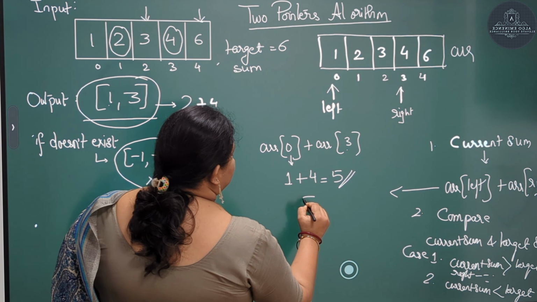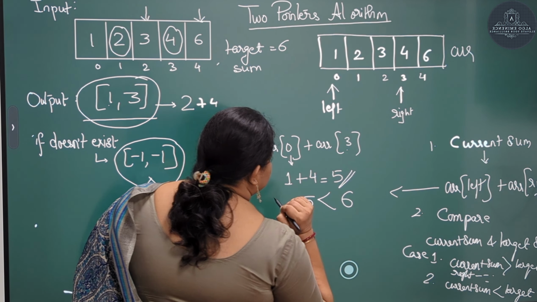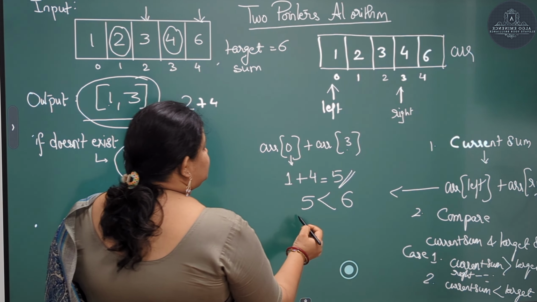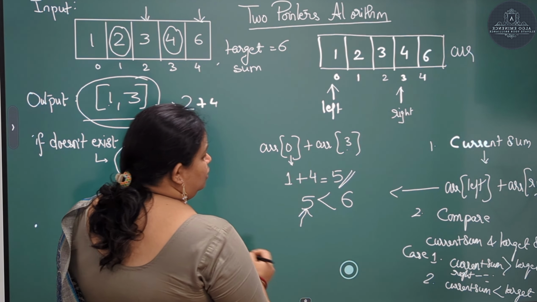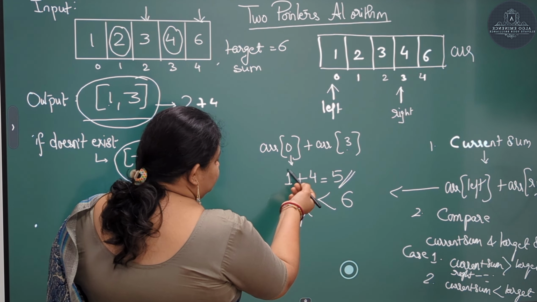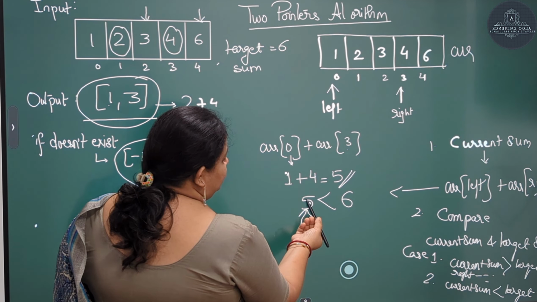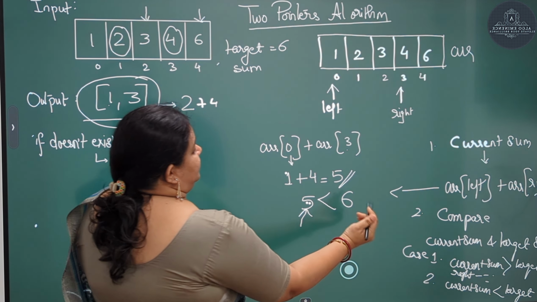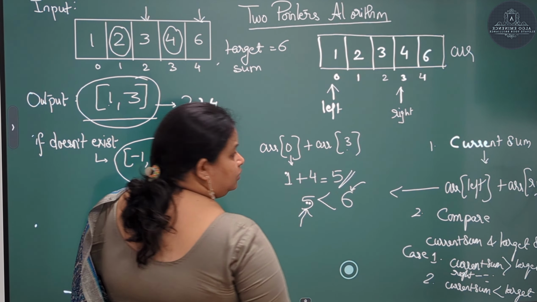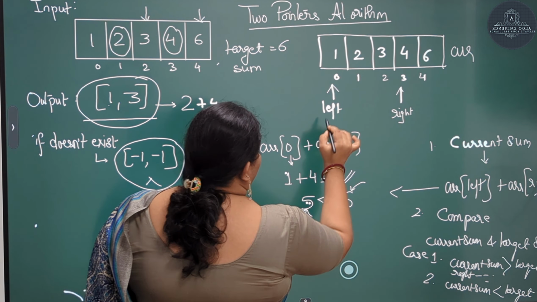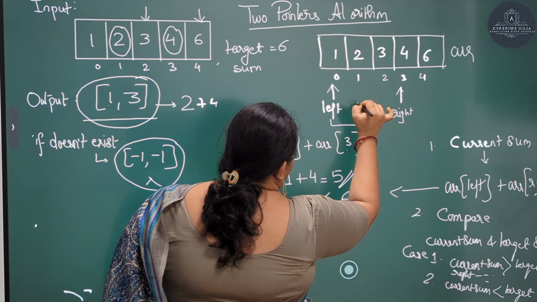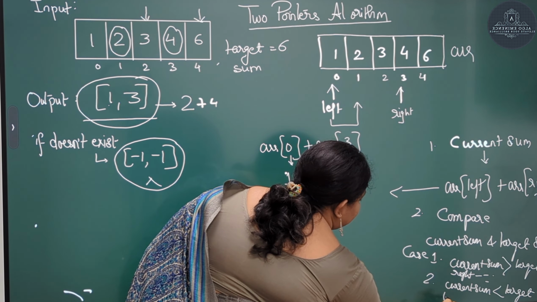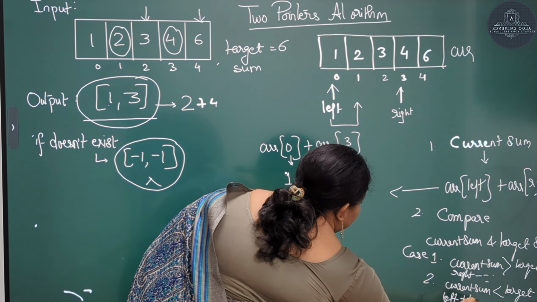What is happening over here? 5 is less than the target sum, 6. It means that I have to increase this value. So I have to increase any of these elements so that I get this current sum higher, so that it can be compared to this particular target sum. In this scenario, we move our left pointer. Nothing but you increment the left pointer.